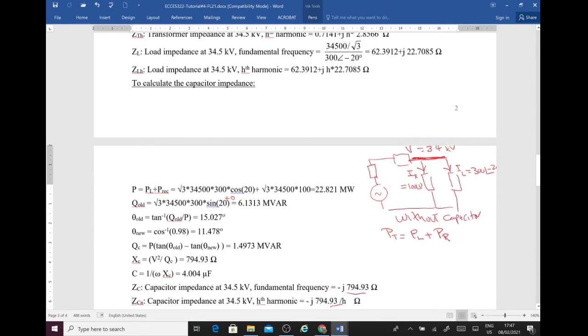Okay, so this is the circuit without the capacitor, so the total P will be equal to P over there plus P over there, as it is written over here. So we find P, we find Q, then we can find theta old, which is tan inverse of Q over P. Theta new is given. Then we can find QC. From QC we can find XC. From XC we can find the value of C. So this process is done, only to find the value of XC.